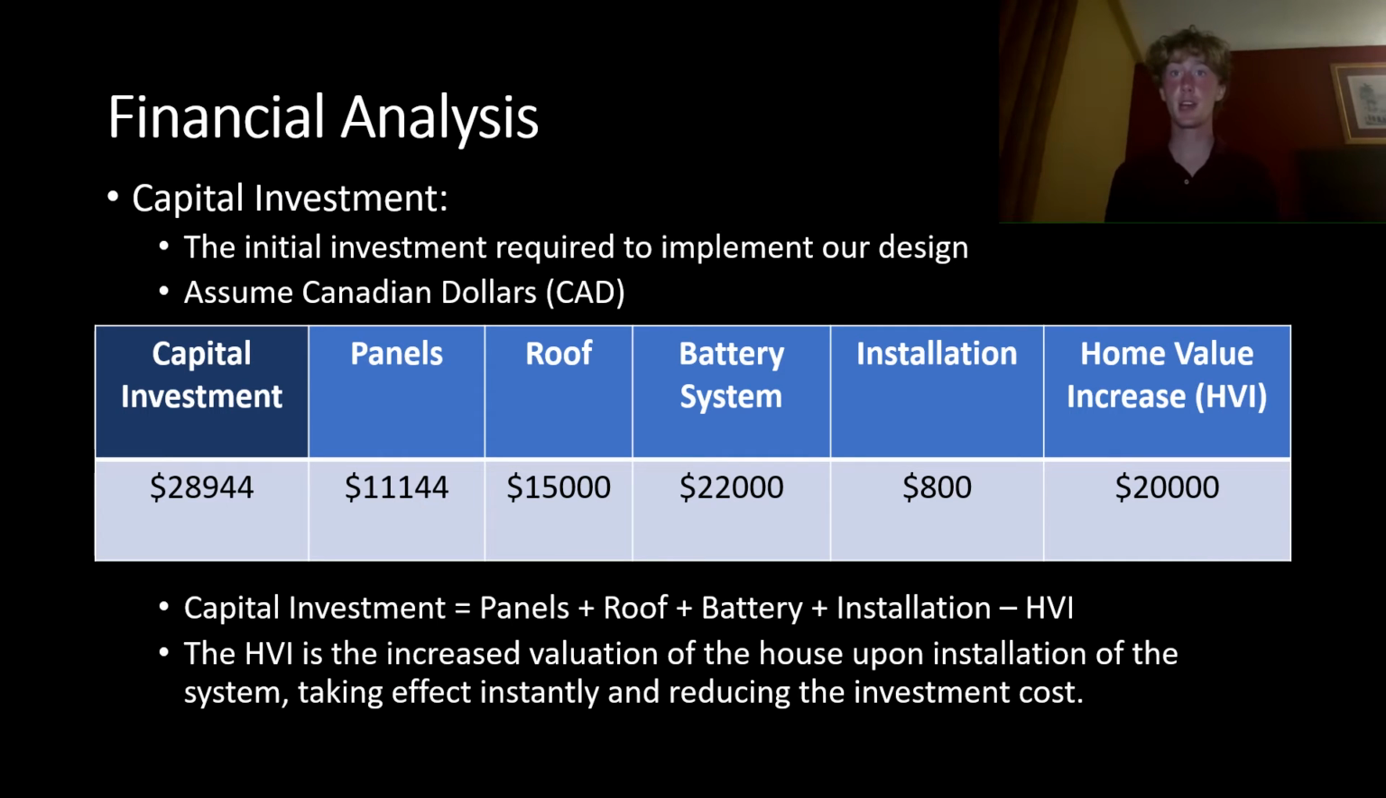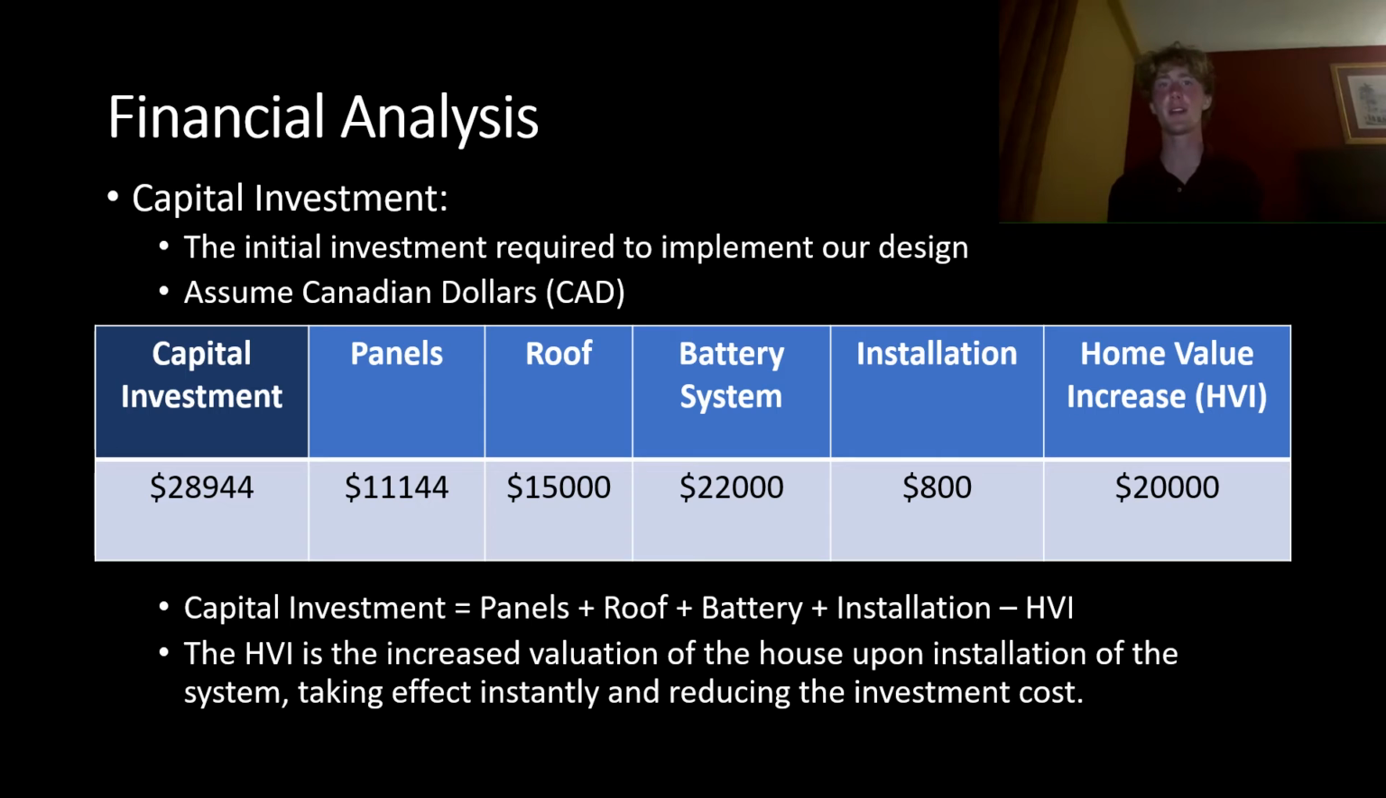On the financial side, our team goals were to minimize the payback period of the system. To accomplish this, we calculated the capital investment required to implement the solution and then how much the system would save each year compared to traditional grid-based power in Kingston. To calculate the capital investment, we took the sum of all the components listed below and then subtracted the amount that the value of the home would increase when installed.